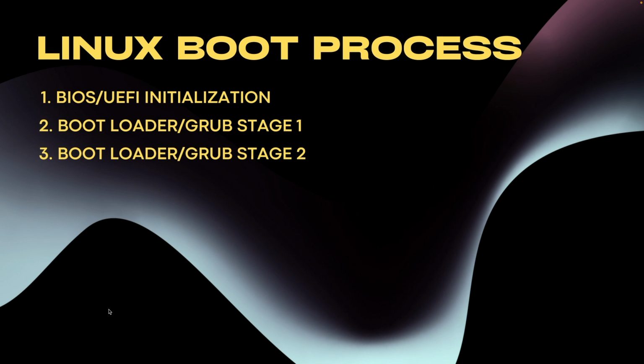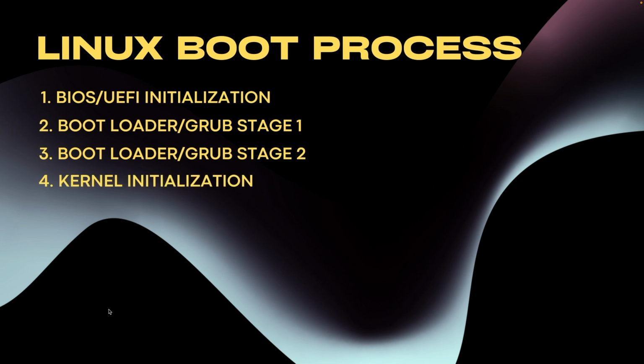GRUB stage 2 is more complex than stage 1 and is capable of understanding file systems. It loads the kernel image and initial RAM disk, also called initramfs, into memory. The kernel image and initramfs are typically located on the file system and GRUB uses a file system driver to access them. And the fourth process is the Linux kernel initialization.